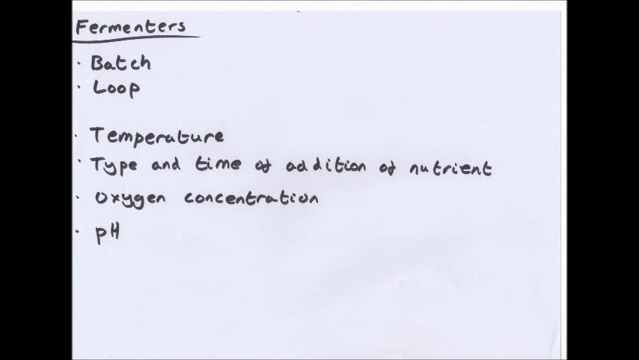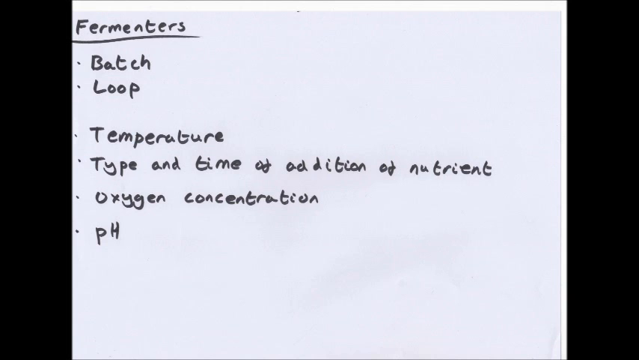So things that they will control is temperature. Too hot and enzymes will denature. Too cool and growth will be slowed. So you need optimum temperature. Type and time of addition of nutrients. Now, different microorganisms require certain nutrients. You have to give the right type, and you also need to make sure you add them at correct times. Now, if you want primary metabolites or secondary metabolites, you will add the nutrients at different times.